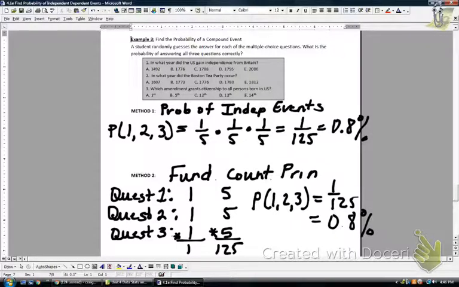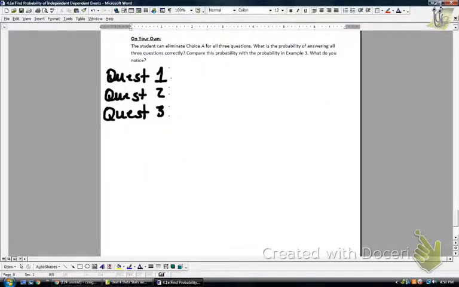So 2 different ways, even though I feel like they're very similar, 2 different ways to do that, and notice that we get the same answer as we should. Go ahead and pause the video, do the on your own, and then come back and check your answer. Okay, the on your own says the student can eliminate choice A for all 3 questions. What is the probability of answering all 3 questions correctly? Compare the probability with the probability in example 3.